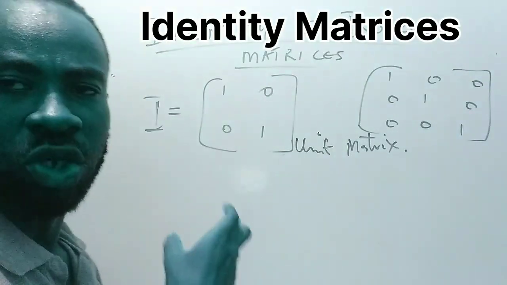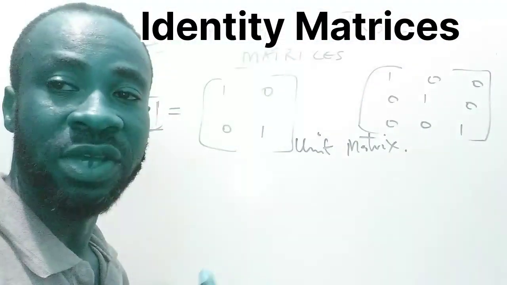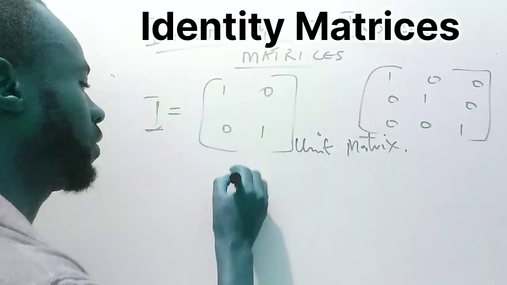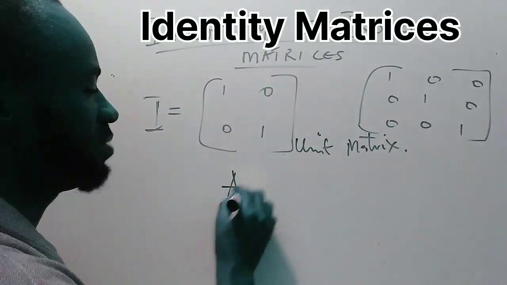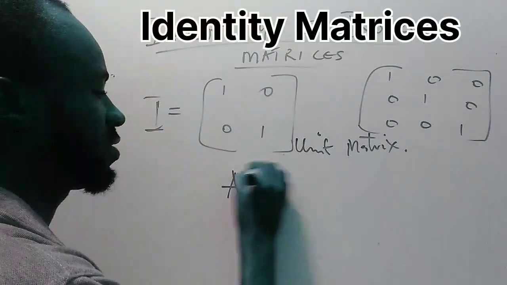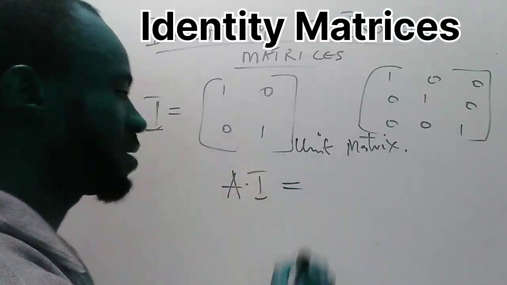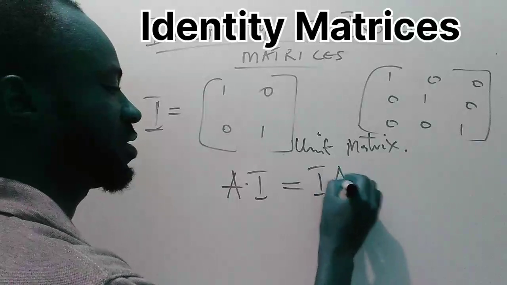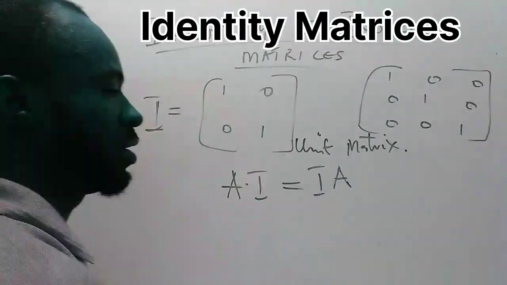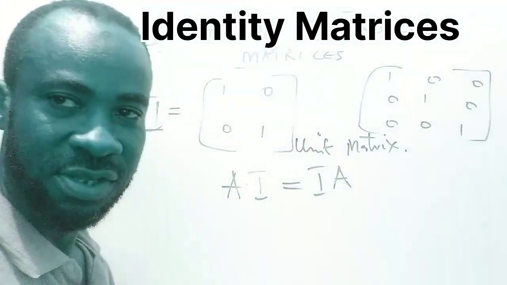And the multiplication of an identity matrix is always commutative, okay, unlike others. So it means that if A is a matrix multiplying another matrix, which is an identity matrix, it will still give you the same value as the identity matrix multiplying that particular matrix.